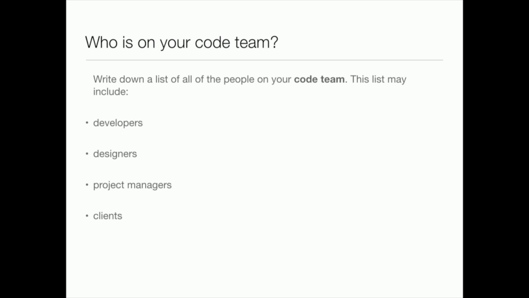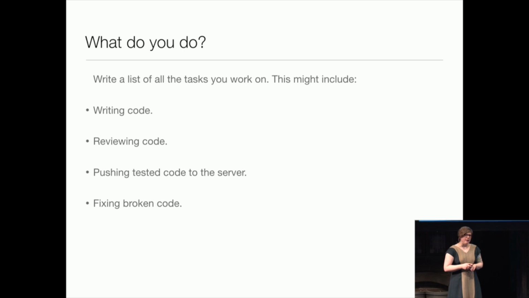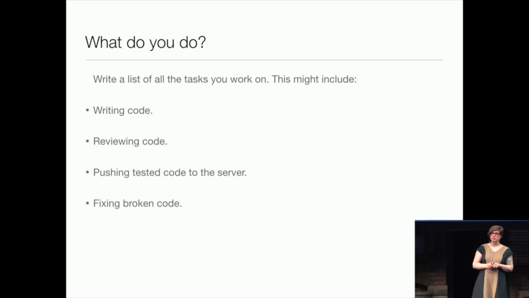So here's our sample lesson. I'll run through it really quickly with you. First thing you do is you have the students write down who is on their code team. So anyone who's going to be involved, including developers, designers, project managers, clients, depending on how your team is set up, you may have tech writers, you may have QA, and they write down all of those names. And then they write down all the tasks that that person is responsible for.